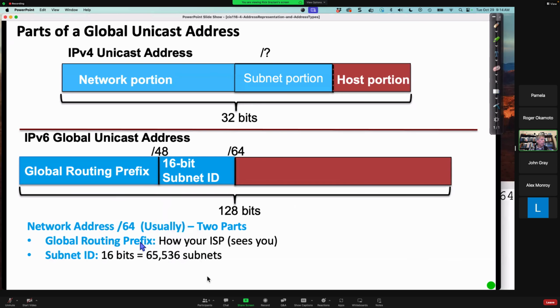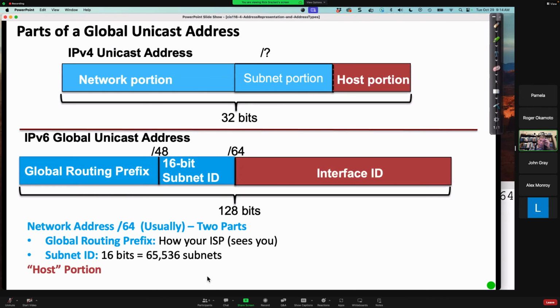Okay, so 16 bits. How many subnets can I have? I can have 65,536 subnets. We'll talk more about this on Thursday. From the fourth hextet, 0000 to FFFF. Now, how many hosts per subnet can I have? Let's take a look at the host portion. We call it the interface ID.